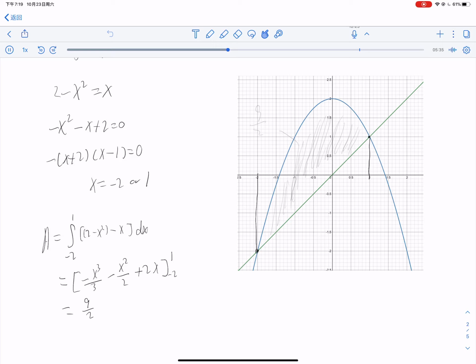So I want to make this video really fast. This means that the area bounded by the graph, so this shaded part, is 9 over 2.